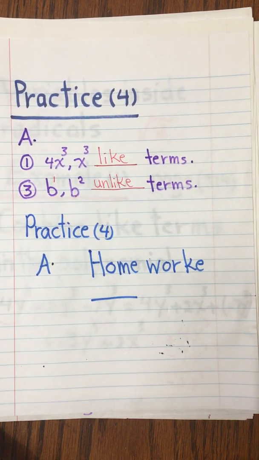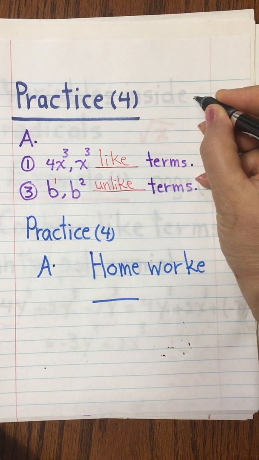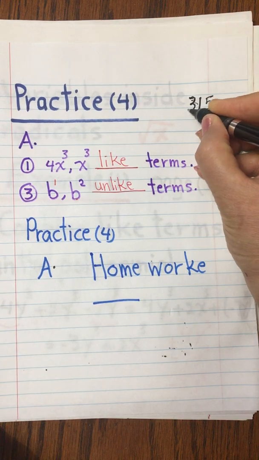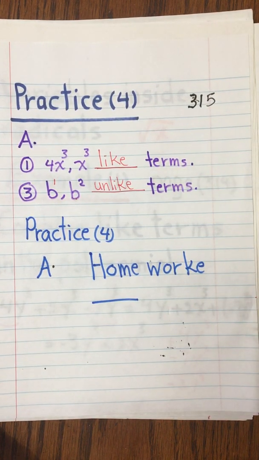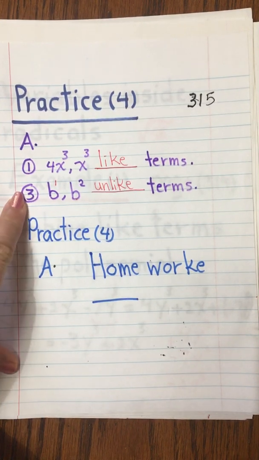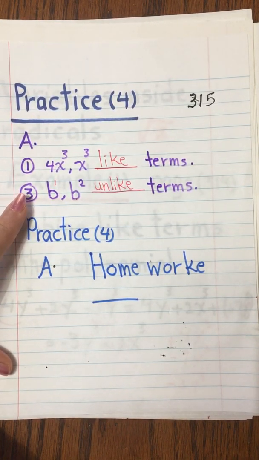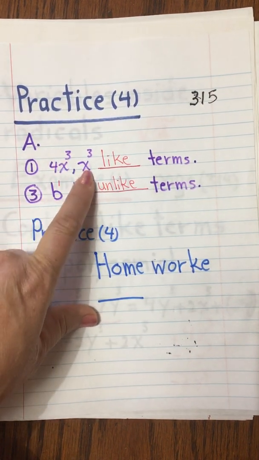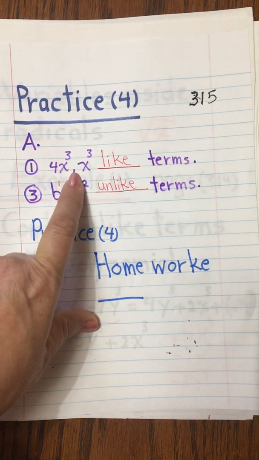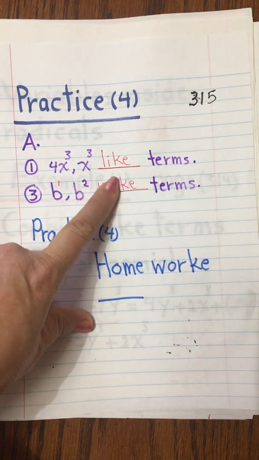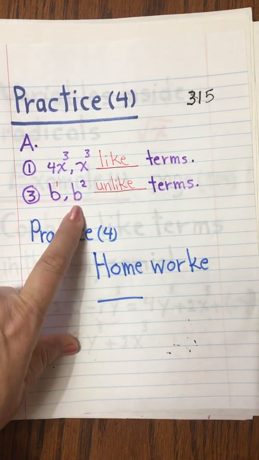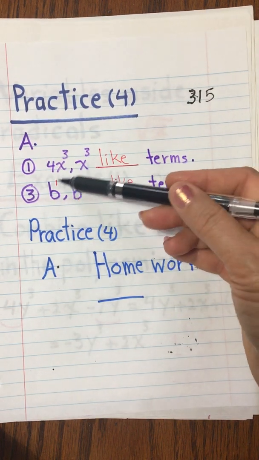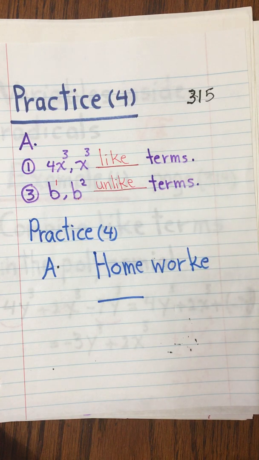Practice 4, it's on page 315. A, the question is, for each pair of terms, indicate if they are like terms or unlike terms. So for x to the power 3 and x to the power 3, these two variables are raised to the same power, so they are like terms. B to the power 1, b squared, these are raised to different powers, means unlike terms.